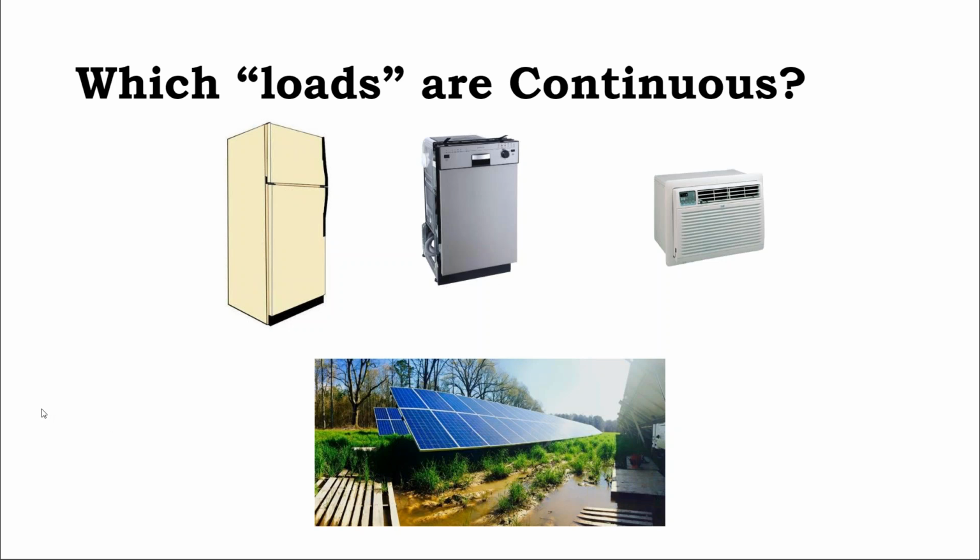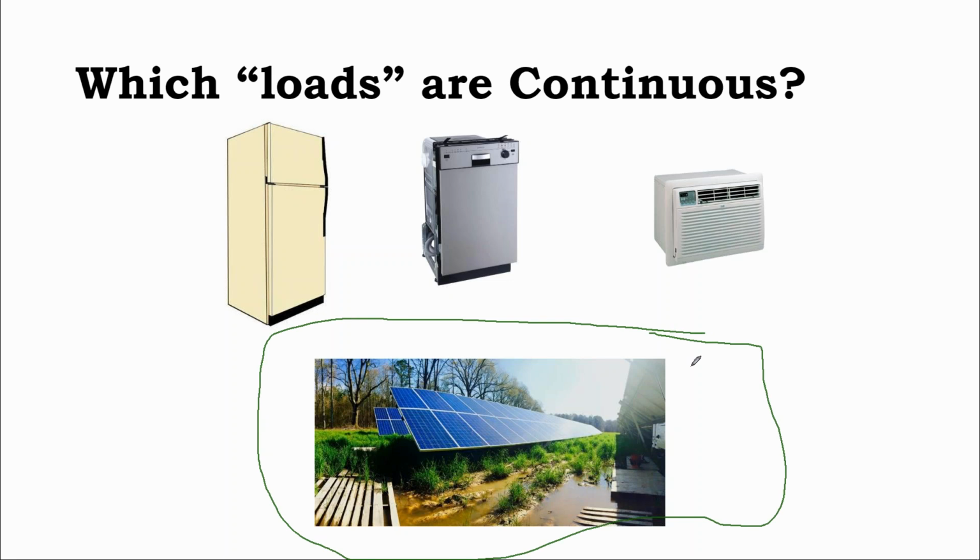Okay, so under the concept of continuous loads, which of these loads would be continuous and which would be non-continuous? Really, what's important here is whether solar is a continuous load or a non-continuous load, because the sun is not up all day long. But a solar array is on for 3 hours a day or more. A solar array is a continuous load.